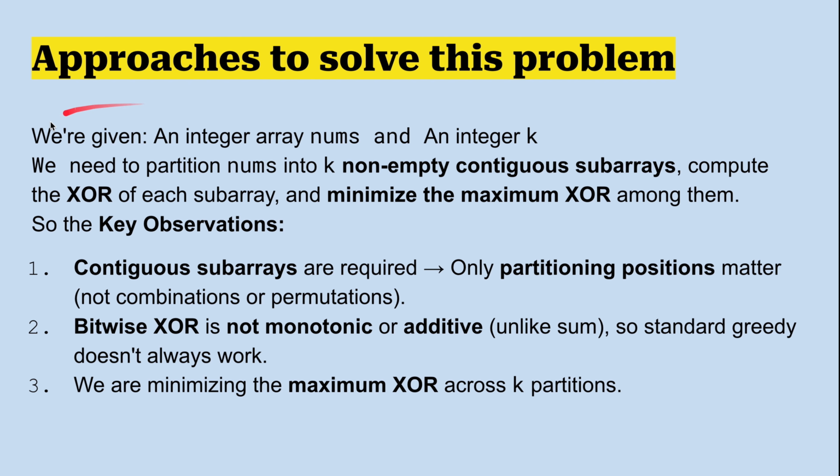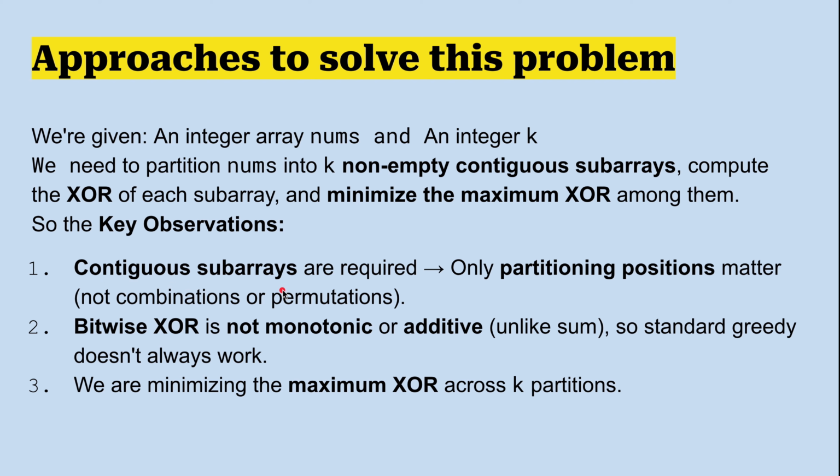Okay, so first of all, understand the approaches to solve this problem, right? We are given an integer array nums and an integer k, and we need to partition the array into k non-empty continuous subarrays. We want to compute the XOR of each subarray, and we have to minimize the maximum XOR among them, right? So what are the key observations? Continuous subarrays are required, means only the partition positions matter, not combinations or permutations. Then bitwise XOR is not monotonic or additive, unlike a sum, so standard greedy doesn't work here. So we'll minimize the maximum XOR across the k partitions, right?